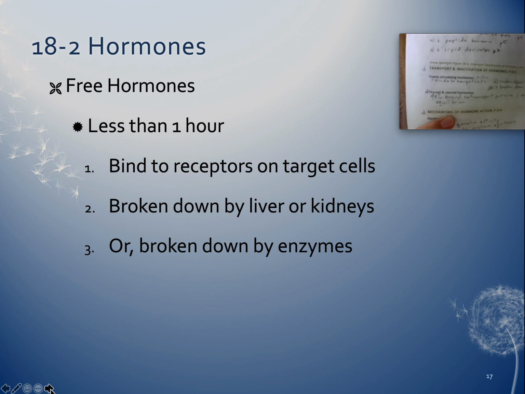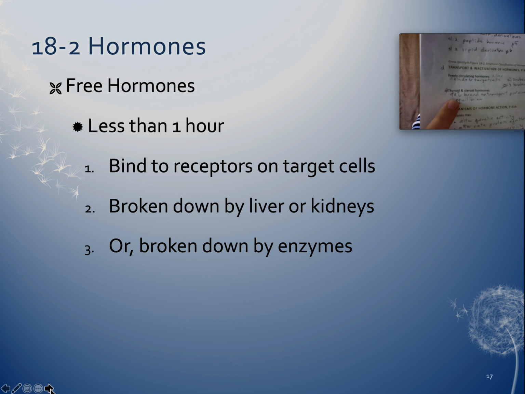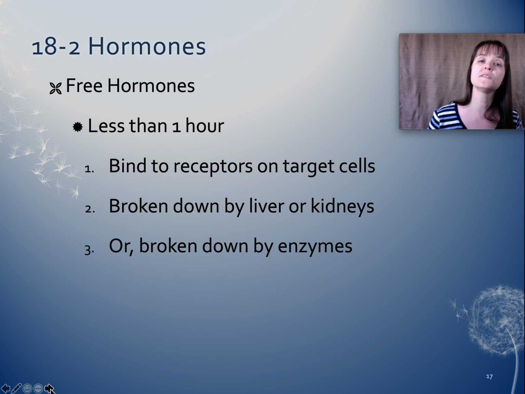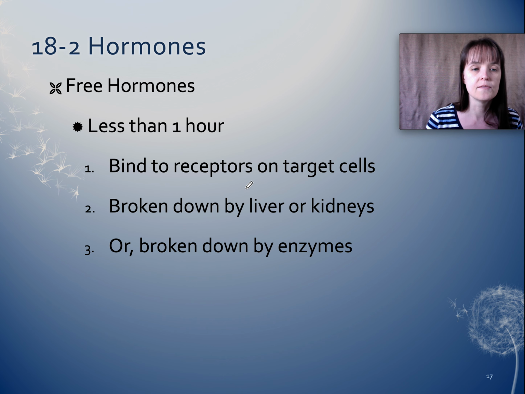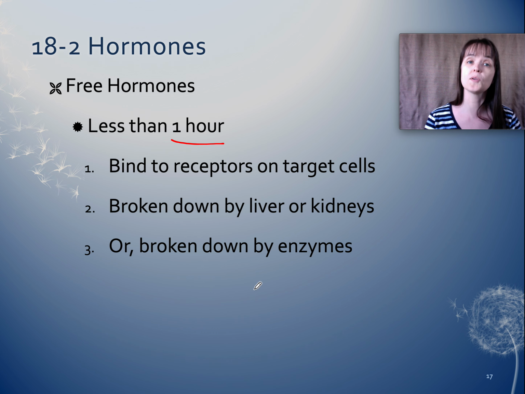So now we're going to talk about the freely circulating hormones versus the bound hormones. So the freely circulating hormones are released into the bloodstream, used and ditched very quickly. So less than 1 hour, often in just a few minutes. So there are 3 ways to get rid of the free hormones from the bloodstream. One is to bind it to receptors on the target cell and use it for its intended purpose. Next is to filter it out of the bloodstream by the liver and kidneys, which are blood filters.